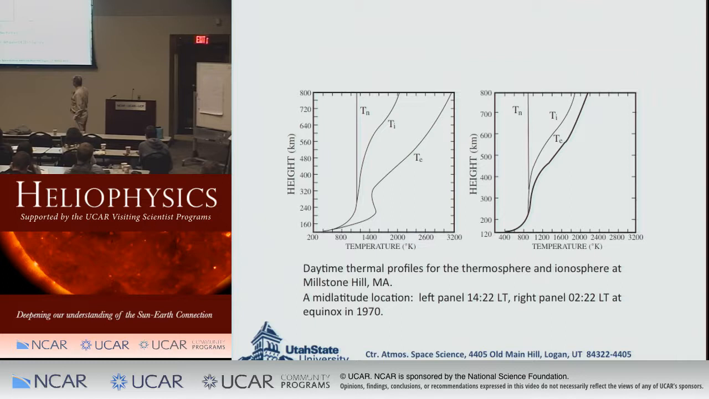Again, we have temperatures. There's three temperatures identified. This first one is what you'd call local noon. It's at a location, it's Millstone Hill in Massachusetts beside Boston. So it's a mid-latitude, high mid-latitude location. And the other panel is in the middle of the night. The thing I want to just point out is, one more time, the neutral temperature at some point goes constant. And this is referred to as the exospheric temperature. And the temperature between day and night changes a little bit, but it's not huge.